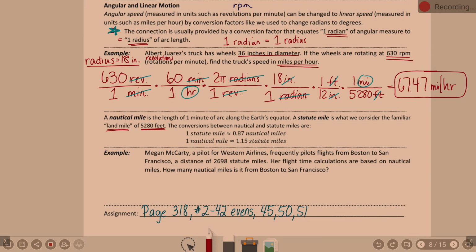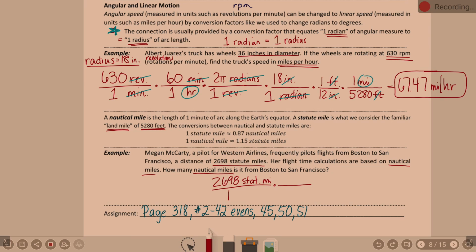Now, real quick. Megan flies a distance of 2,698 statute miles. Her flight time calculations are based on nautical miles. How many nautical miles is it from Boston to San Francisco? Well, if you're starting with 2,698 statute miles, if you put it over 1, what are the options? Make one of these a fraction.